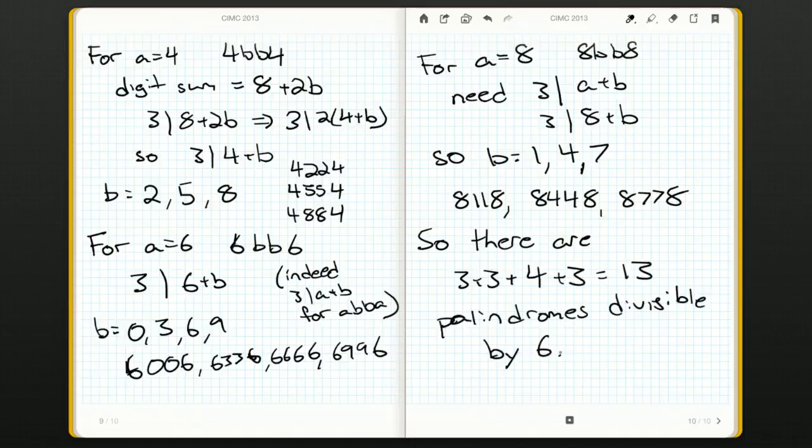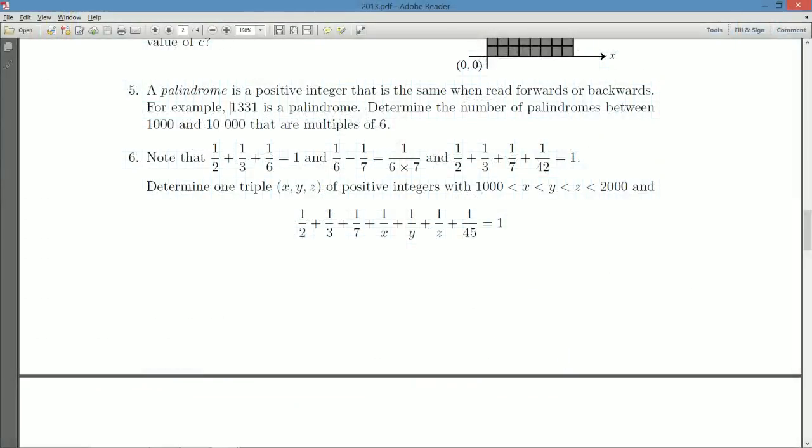Right, and we were just asked palindromes divisible by 6. There wasn't another condition, right? Determine the number of palindromes between 1,000 and 10,000. So that's 4-digit palindromes that are multiples of 6. Well, we figured them all out. We wrote them all out. We did case-by-case examples, and we found out that there were exactly 13.